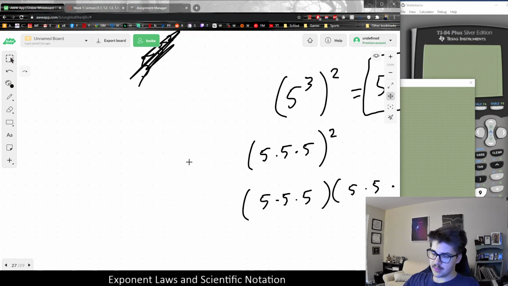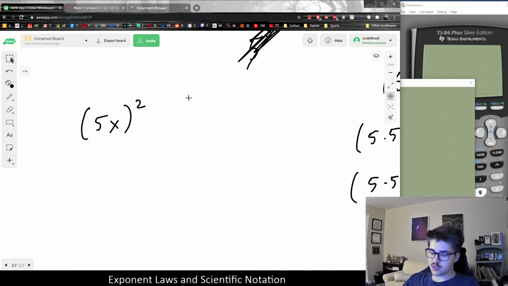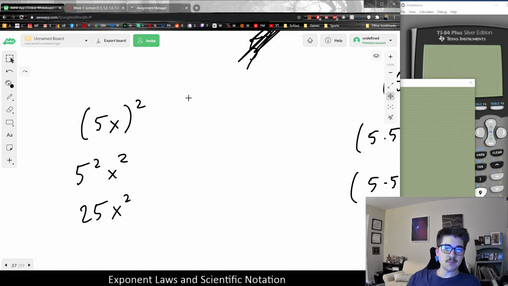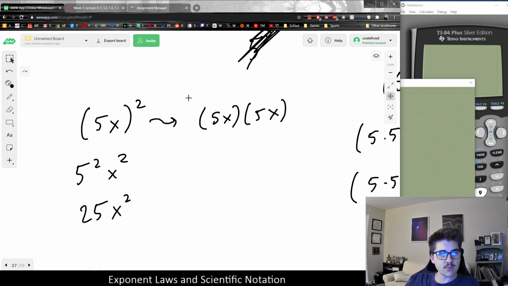So let's try to think about why those are true. Let's say we had 5x, and we wanted to then square it. What the rule suggests is that I should just square each one of them, 5 squared, x squared, and that should be my answer, which of course would be 25x squared. And again, why? It's kind of the same reason as the last one. If I have 5x squared, that just means 5x times another 5x, because the whole thing is squared, meaning the whole thing is repeated twice.